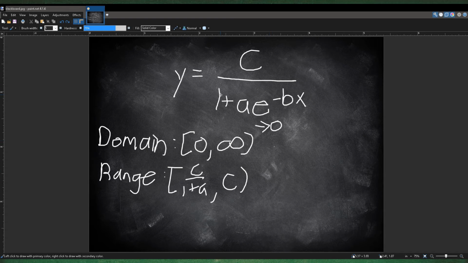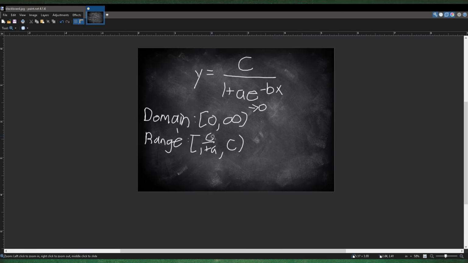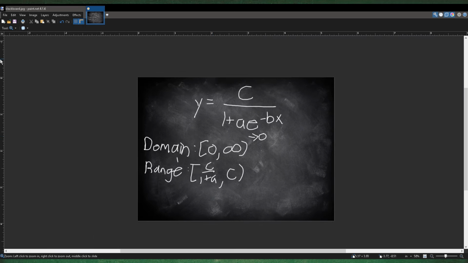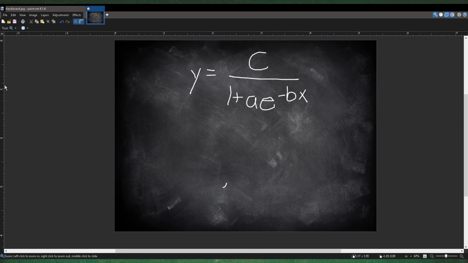So the next property that we are going to talk about is intercepts. Let me delete a part of this first. Alright. Delete. Zoom back in. Okay.